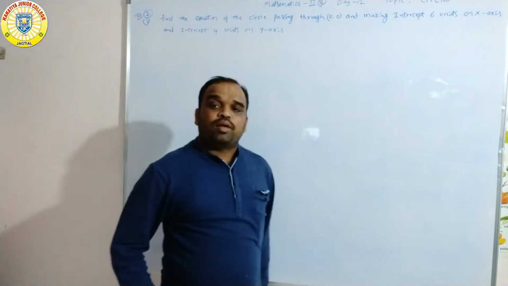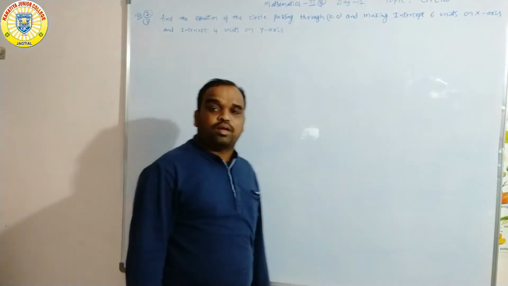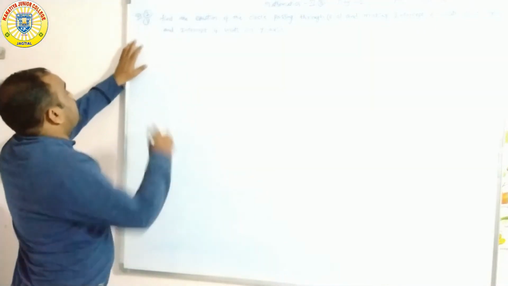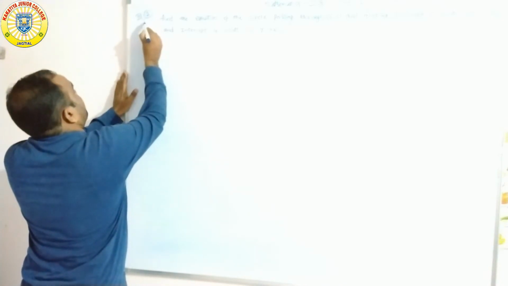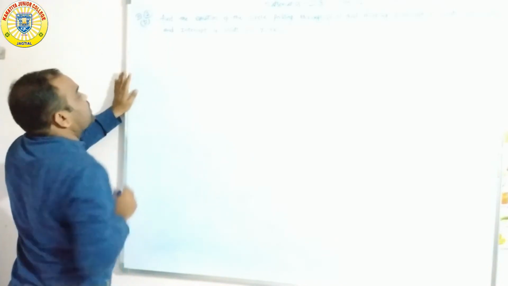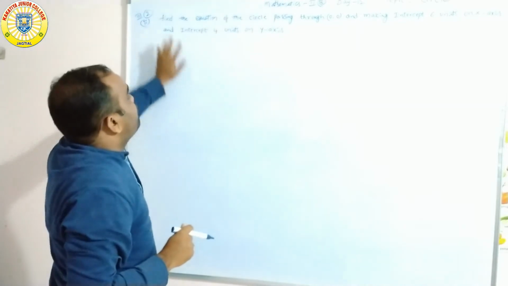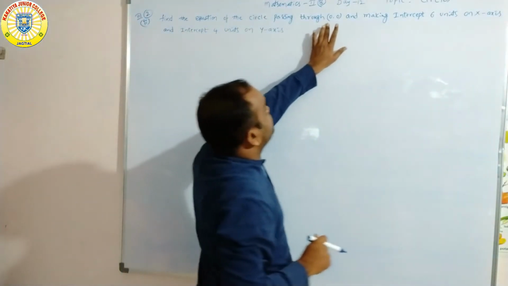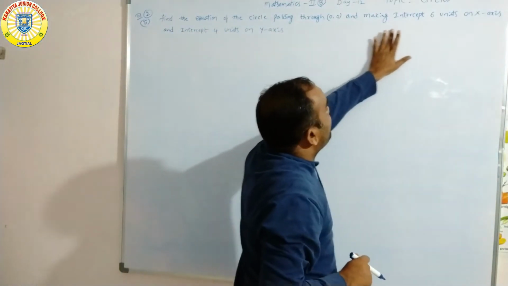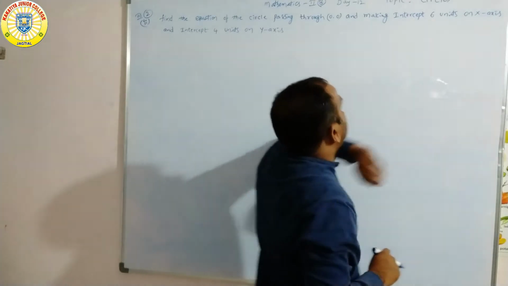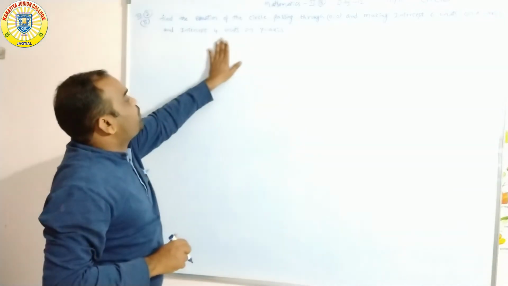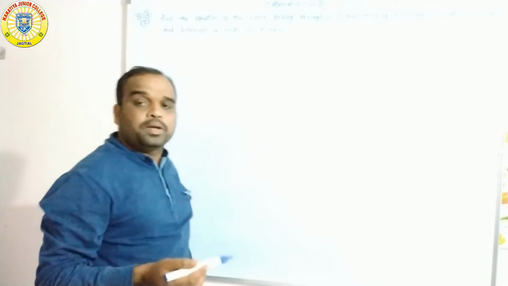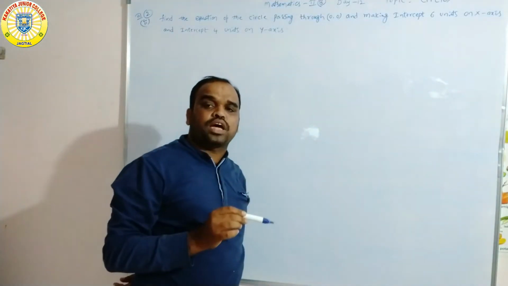See here, this problem, same type problem, do this problem homework. See the next question, second question. Do this problem homework. Find the equation of circle passing through 0, 0 and making intercept 6 units on x-axis and intercept 4 units on y-axis. Previous problem, this problem, both are same.